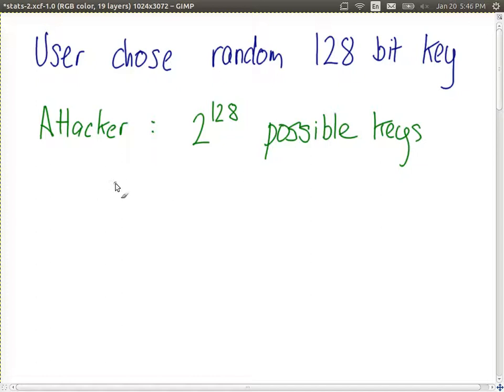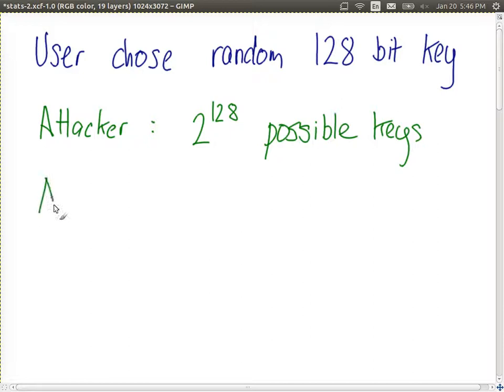So, in the best case, the attacker chooses a key, and they're very, very lucky, and they get the key that the user chose. That would be the best case, and it takes one attempt. The worst case is that they try all keys, and it's only until the last key, that 2 to the power of 128th key, that they get the one that the user chose.